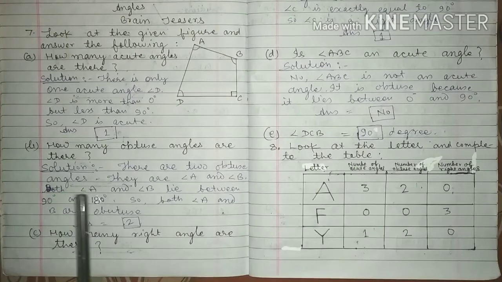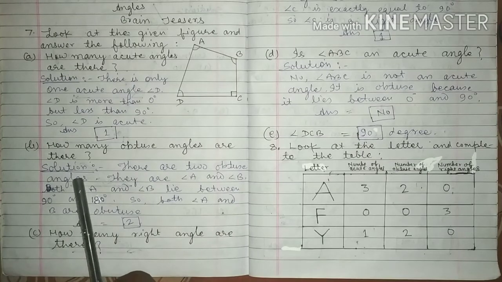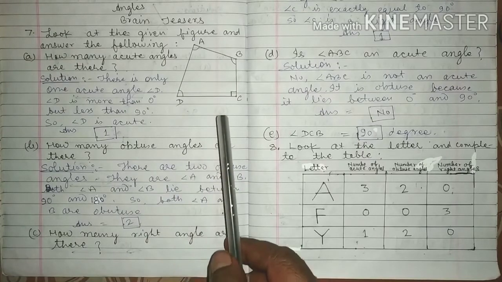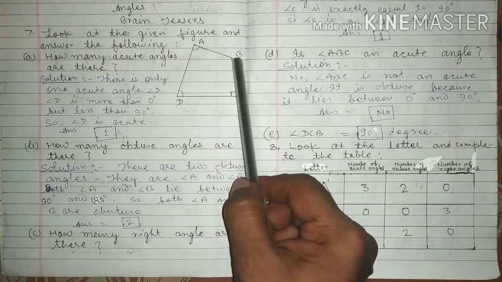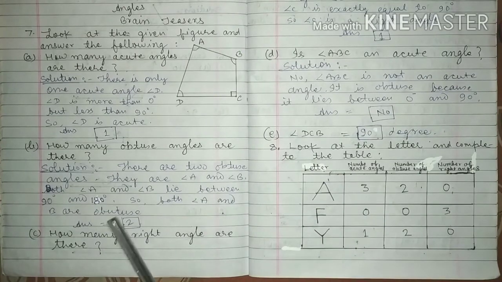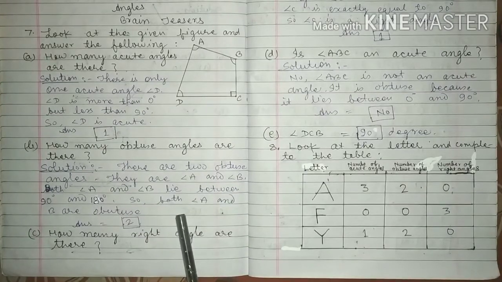Question number B. How many obtuse angles are there? For the solution of this question, we write, there are two obtuse angles. They are angle A and angle B. Both angle A and B lie between 90 degree and 180 degree. So both angle A and angle B are obtuse. So number of obtuse angles is 2. This is the answer of question number B.